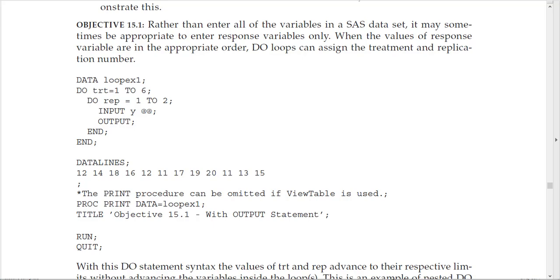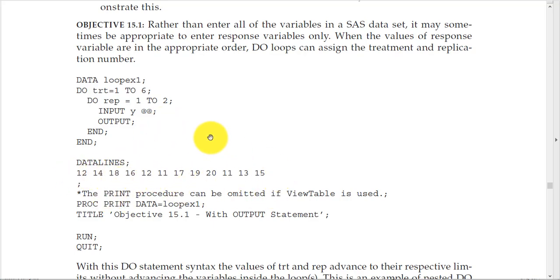In Objective 15.1, rather than enter all of the variables in a SAS dataset, it may sometimes be appropriate to enter response variables only. Those responses are given by Y. When the values of the response variables are in an appropriate order, that is, the order corresponds to treatment 1, rep 1, rep 2, treatment 2, rep 1, rep 2, etc., do loops can assign the treatment and the replication.